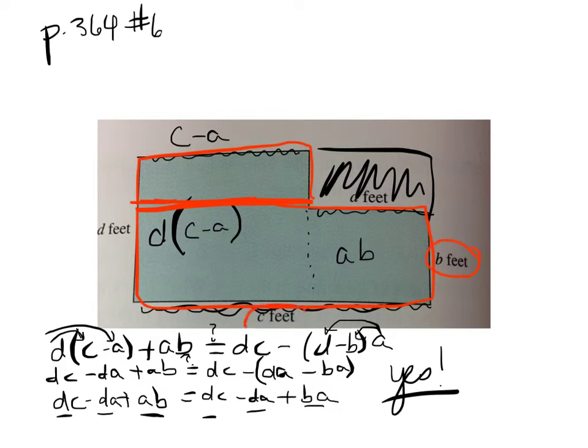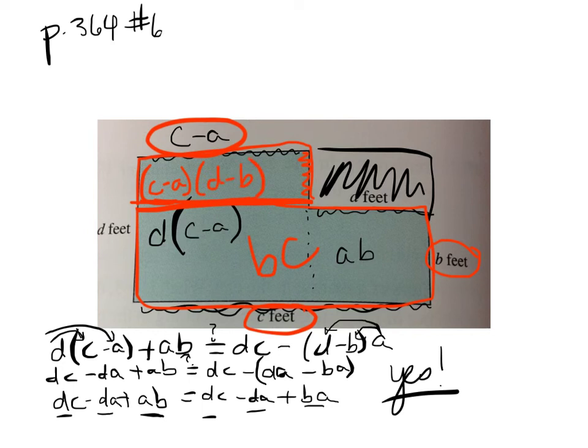appropriate lengths of those. So the bottom rectangle would be BC, sorry to write on top of this, and the top rectangle would be C minus A. We already know that from here, C minus A, but we might not know this length. But we know that the whole length is D, and the right-hand side we found out was B, so this is D minus B.